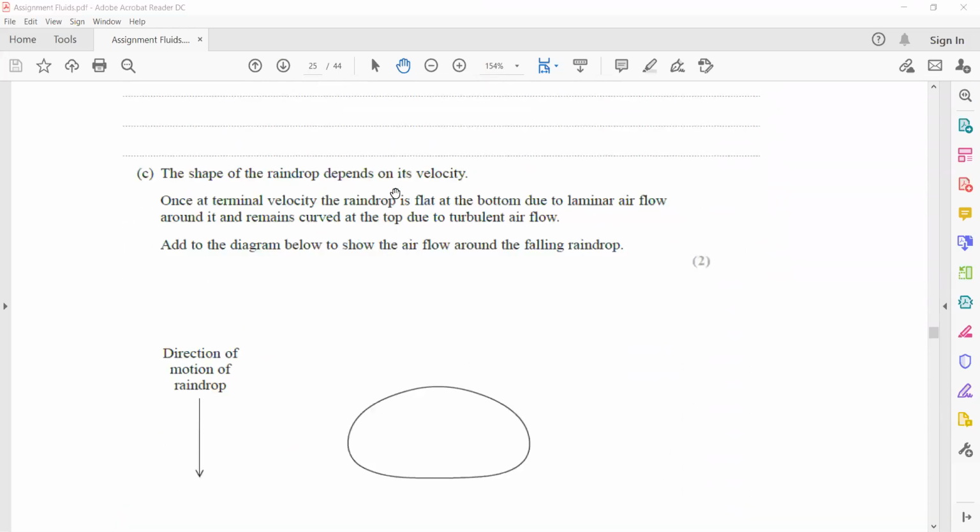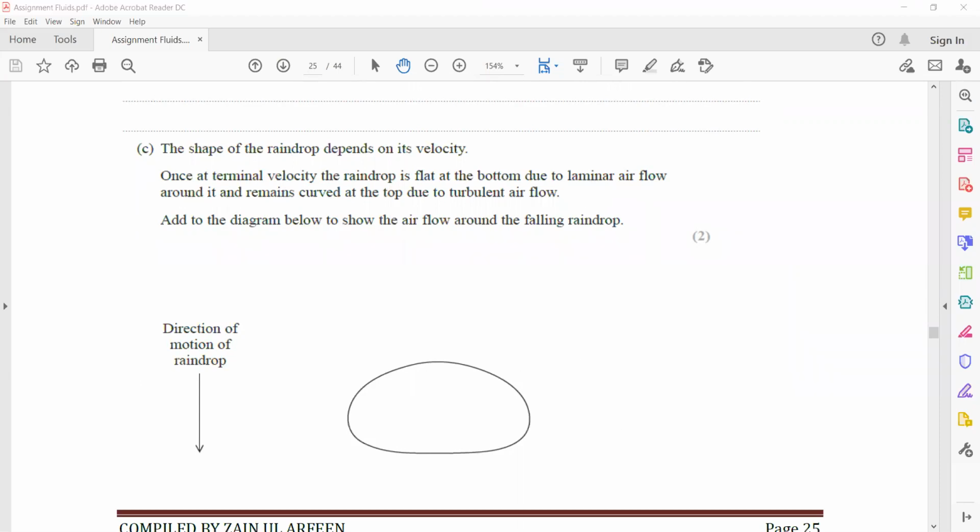The shape of the raindrop depends on its velocity. Once at terminal velocity, the raindrop is flat at the bottom due to the laminar flow around it and remains curved at the top due to turbulent flow. Add to a diagram to show the airflow around the falling raindrop. So if the raindrop is falling, its motion is downward, so the fluid flow will be upward. At the bottom it is a laminar flow, but around it, it should be a turbulent flow.